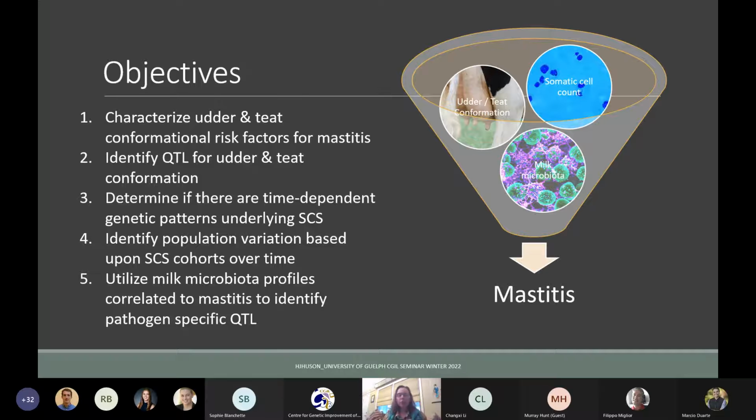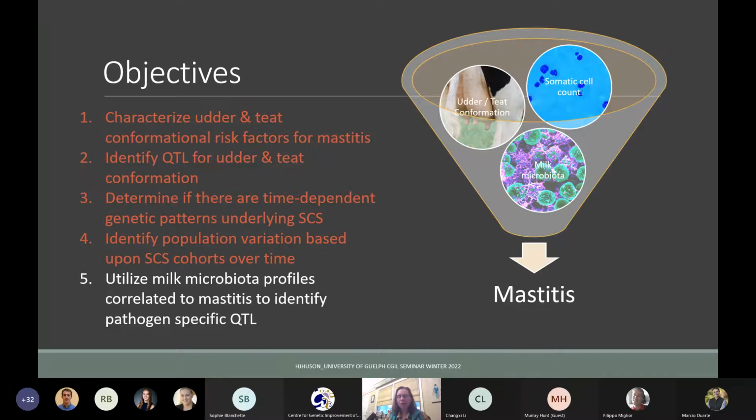Then, of course, we have used somatic cell score for decades now in selection against mastitis, but I wanted to look at this a little bit more in depth and ask, is there a time-dependent genetic pattern in the response to somatic cell score across lactation? I also wanted to look at population variation related to those animals that are the most susceptible to mastitis, as well as those that are the most resistant. And lastly, we're looking at milk microbiota profiles and their relationship to mastitis. So at the moment, we've accomplished tasks 1 through 4. We are still working on task 5.